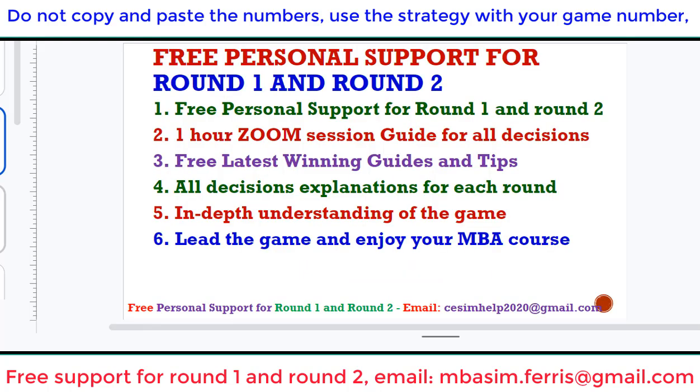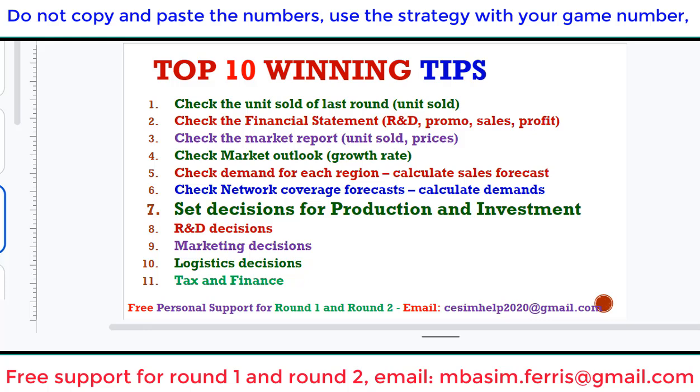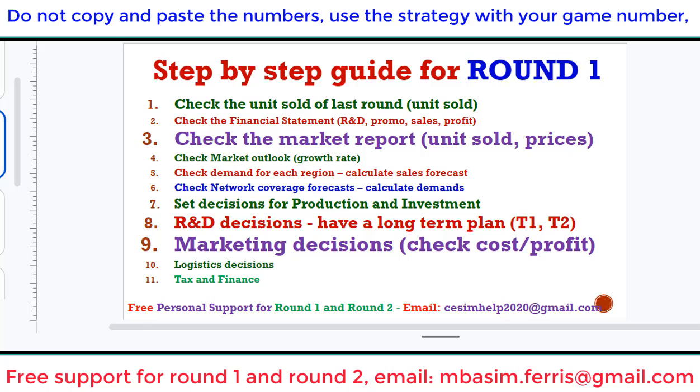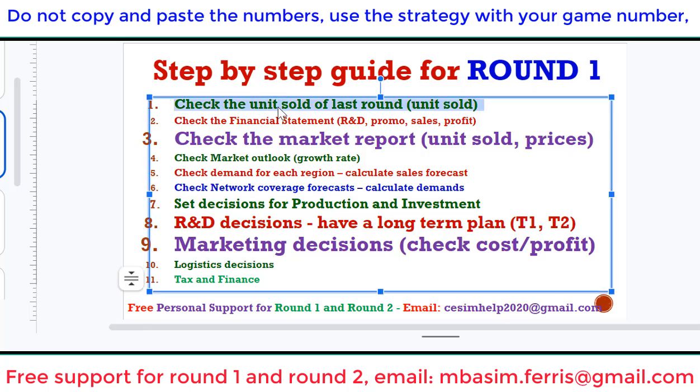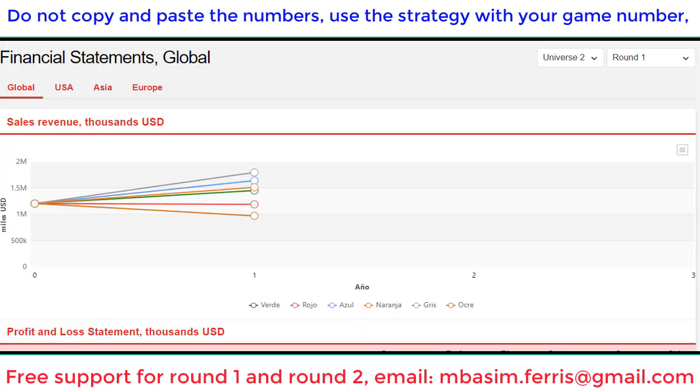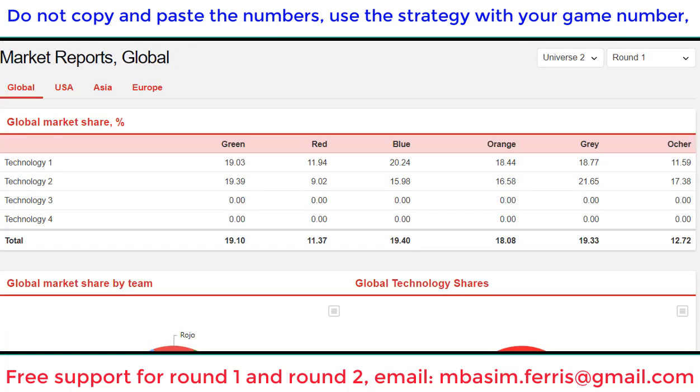You can check the other video for the top 10 winning tips, for an overview of all the winning tips for each round. This is a detailed step-by-step guide for round one. In the first video, we checked the units sold last round, so we can calculate the sales forecast. Check the financial statement for R&D, promotion, sales and profit of each competitor, and now we check the market report to see the units sold at different levels of price.